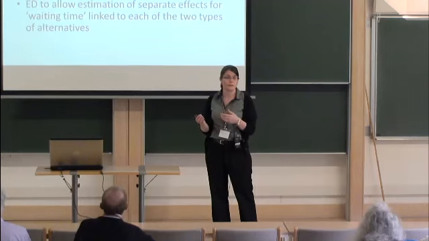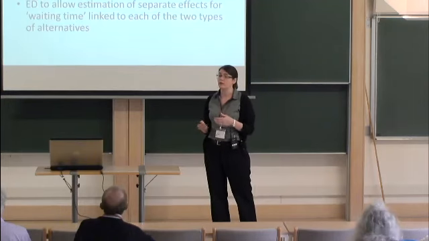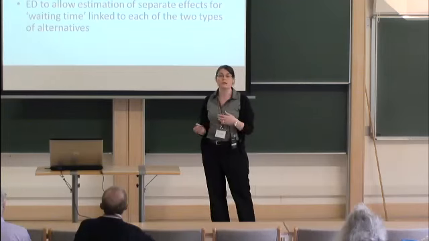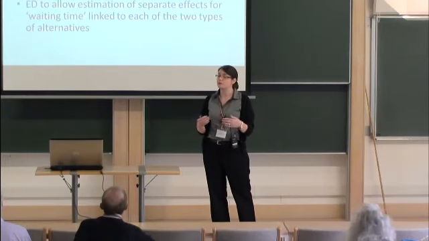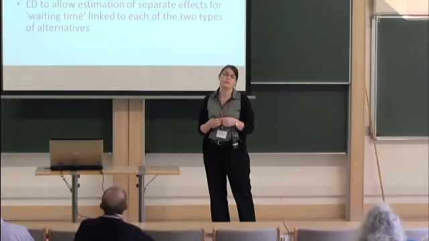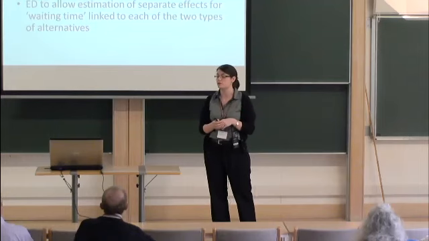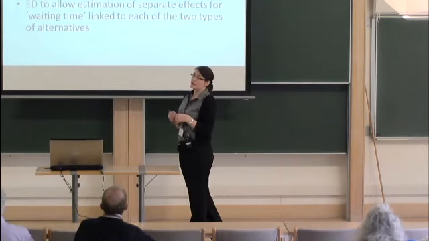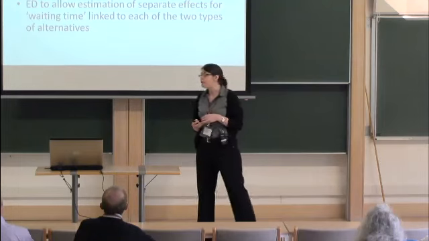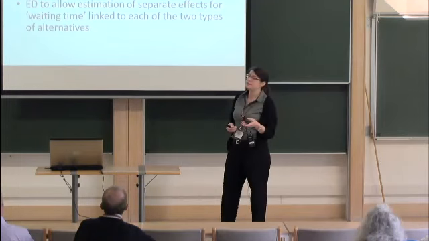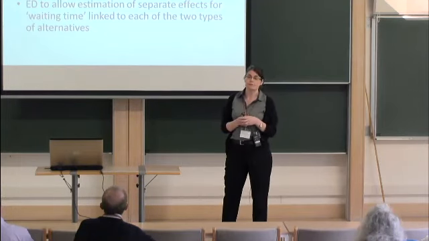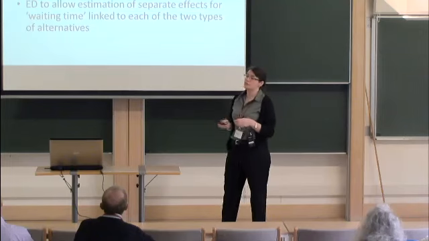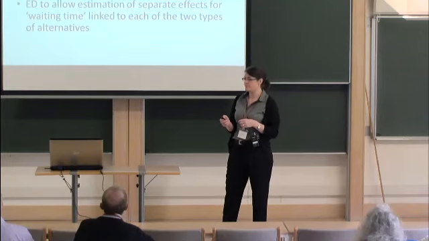And so here we can think about people's willingness to wait could differ depending on who they're waiting to see. So we might want to allow for an alternative specific or different response to wait time depending on who they're waiting to see or depending on which alternative they're choosing. So we need to think about creating experimental designs that allow for these separate effects for wait time and other attributes as well, linked to each of the two types of alternatives.